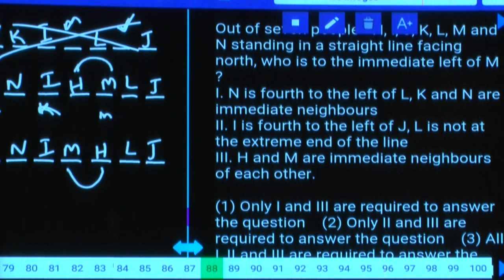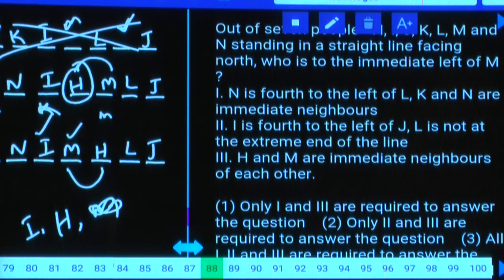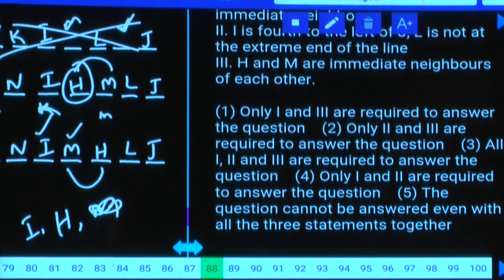Who is to the immediate left of M? Now in the first case H is the answer, and in the second case I is the answer. Are we getting a unique answer here? No, as we are getting 2 different answers, either H or I. As there are two different answers, by combining these three also we cannot determine. Then what is your answer here? The question cannot be answered by combining all the three statements, that is choice 5.